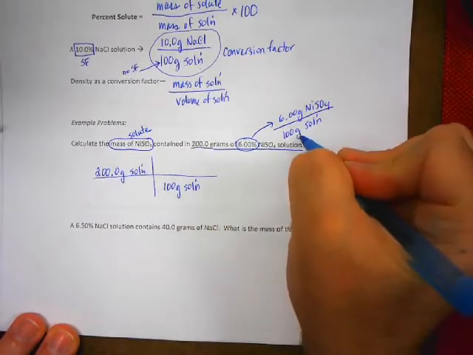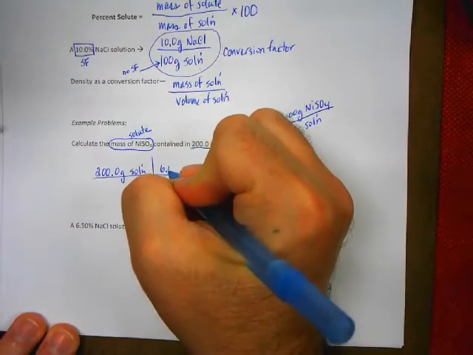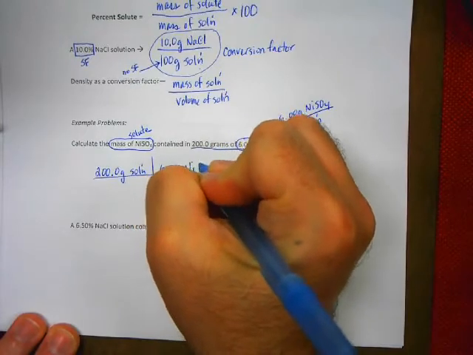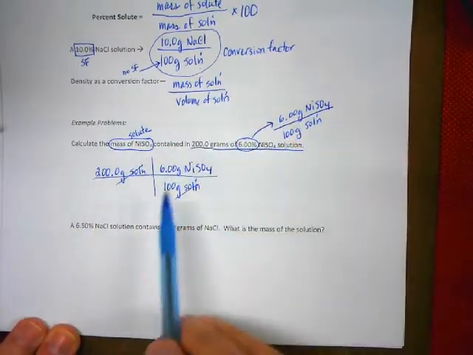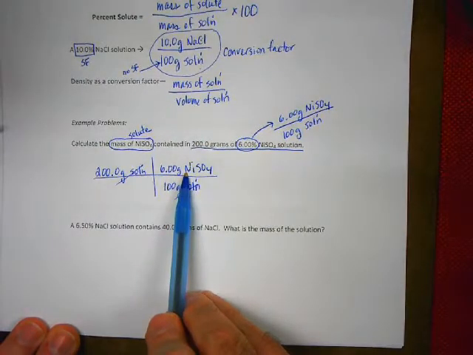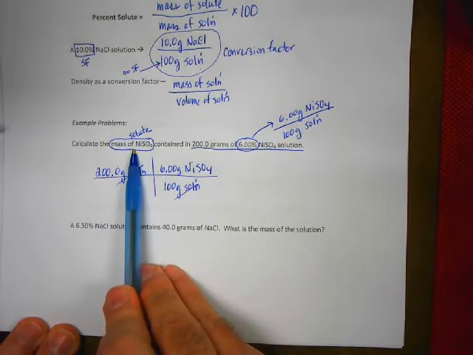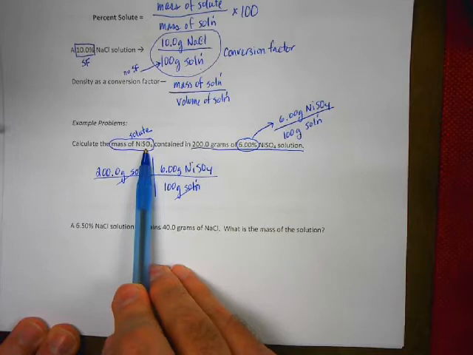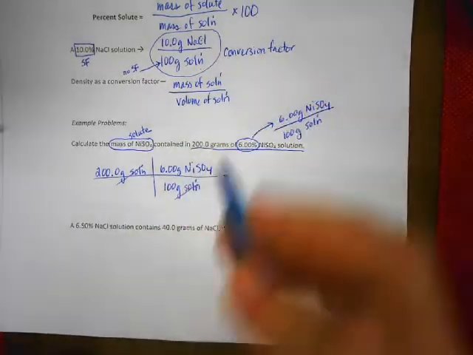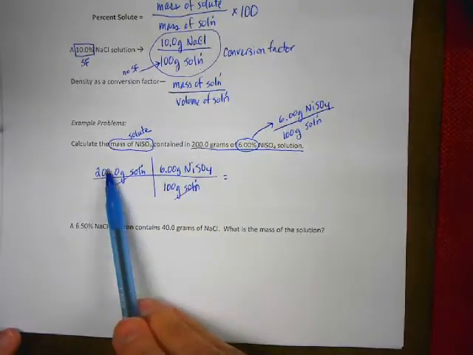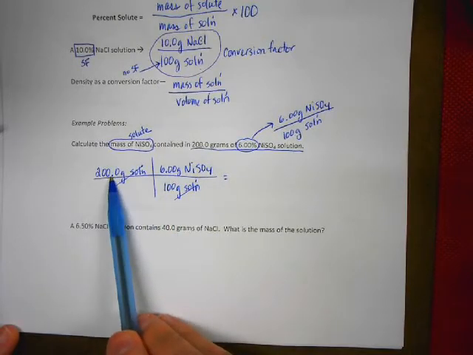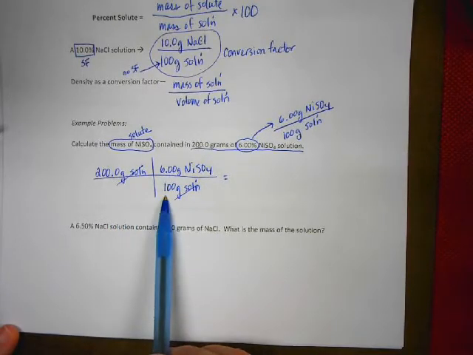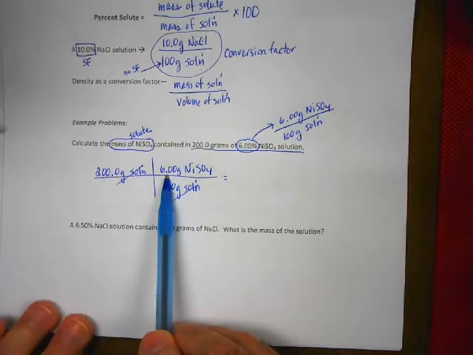And the other part of our conversion factor is 6.00 grams of NiSO4. So our grams of solution cross out. We're left with the units of grams of nickel 2 sulfate, which is what we want, the mass of NiSO4. So we just do the calculation. We can either multiply these two numbers first, then divide by 100, or we can take 200.0 grams divided by 100 and then multiply that by 6.00.